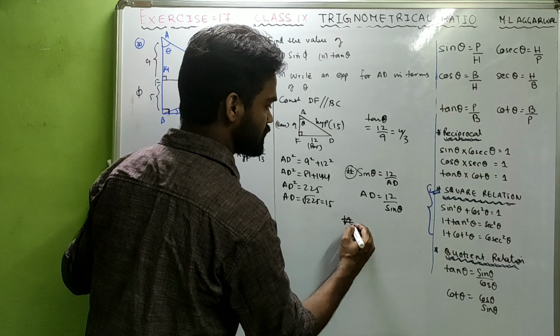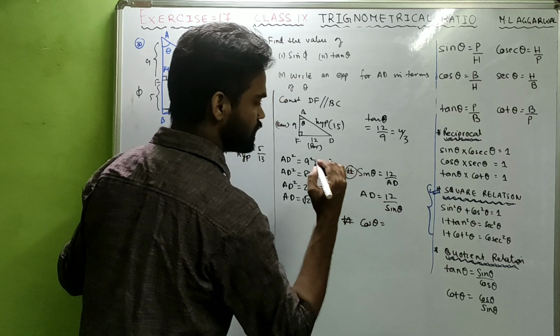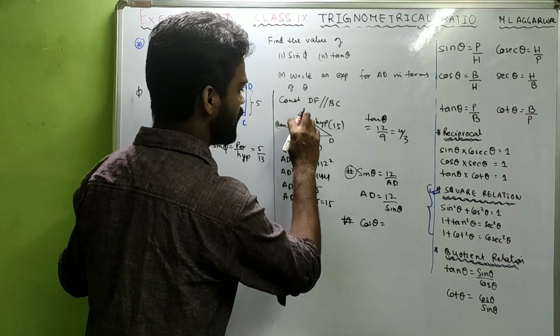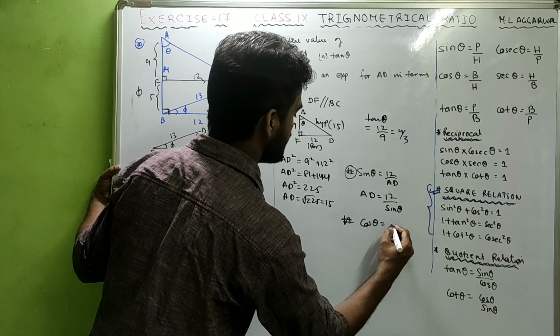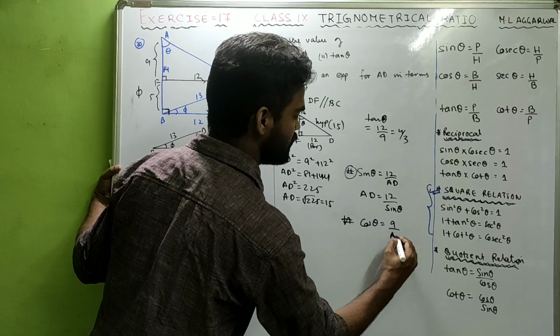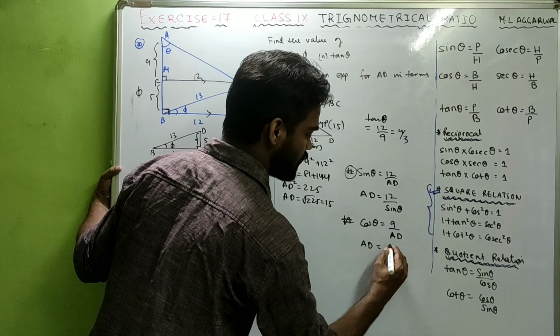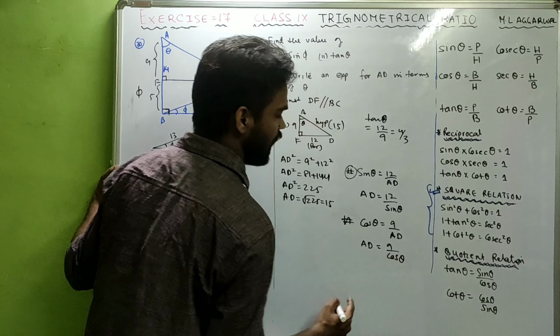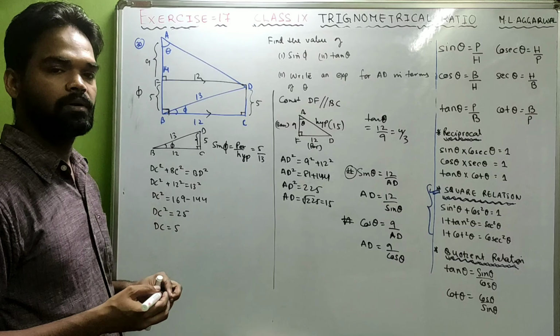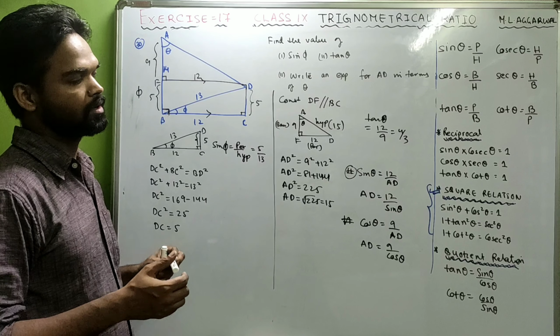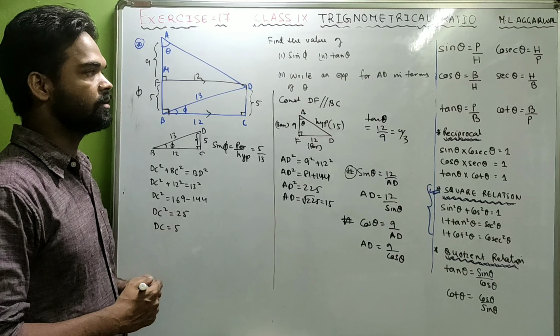Now somebody can tell me, sir, you're wrong, because cos theta I can write as base by hypotenuse, which is AF by AD. I can do like this also. You can. So your AD is nothing but 9 by cos theta. See, I've written AD in both the ways with respect to theta. Done. Let us look at the next sum.